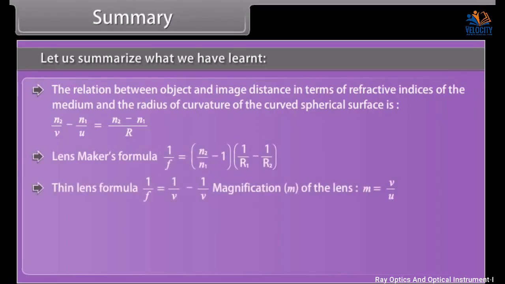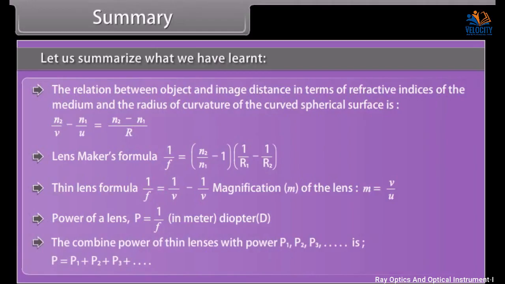Thin lens formula is this. Magnification m of the lens, m is equal to v upon u. Power of a lens, P is equal to 1 upon f in meters, unit diopter, D. The combined power of thin lenses with power P1, P2, P3 is P is equal to P1 plus P2 plus P3 and so on.